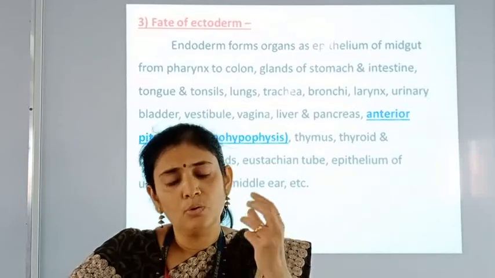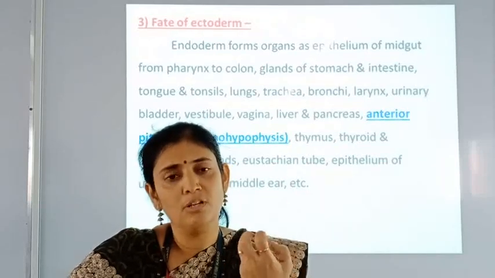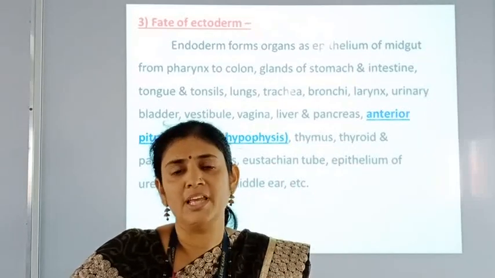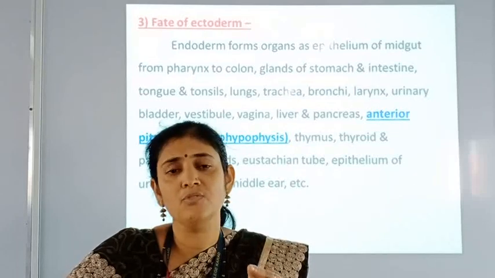So our total body parts or total body organs or organ systems are derived from all these three germ layers. Means there is no organ which is derived from only one germ layer.